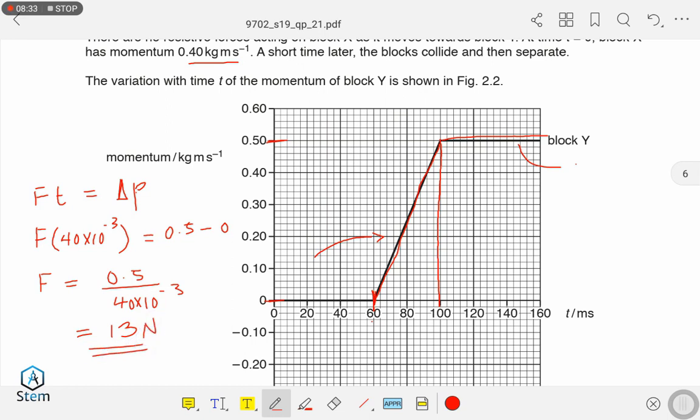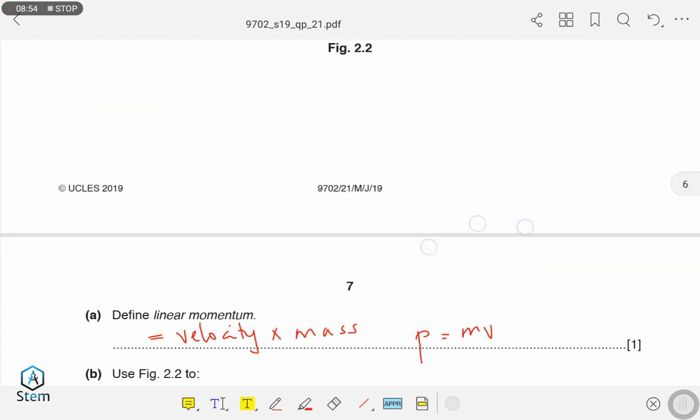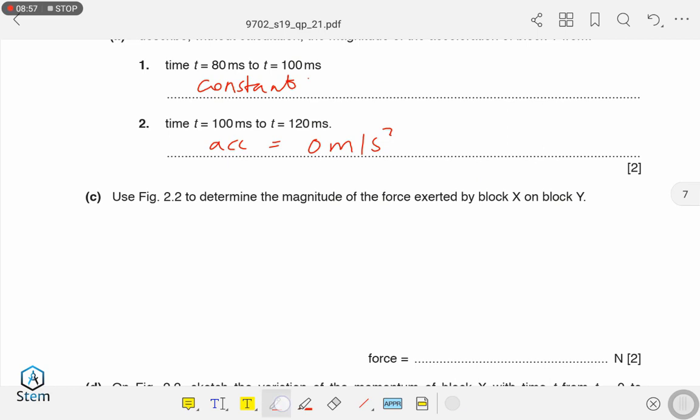So the force that was exerted on block Y by block X is 13 newtons, and I think it is also important to notice that 13 newtons is the same force that was also exerted on block X by block Y according to Newton's third law. So they are both exerting an equal force on each other. So we have 13 newtons there.